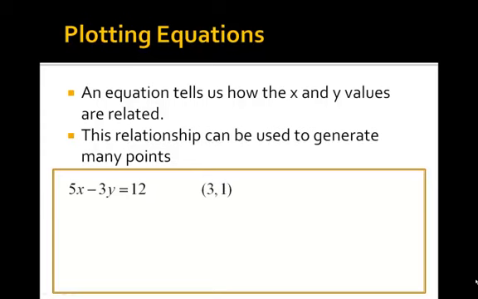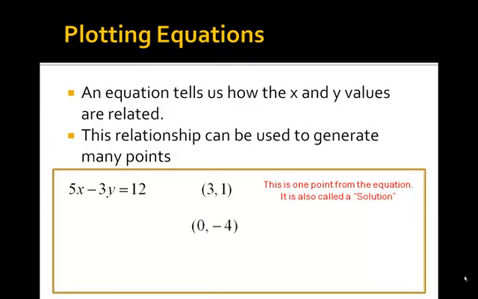So for example, here I have the point (3, 1), and maybe I'm curious to see whether it did come from my equation here. Well, if I plug in the 3 for x and the 1 for y, I can see that indeed everything does work out nice. So what this really tells me is that the point (3, 1) is a solution of the equation, or maybe another way I could say it is that the equation produces the point (3, 1).